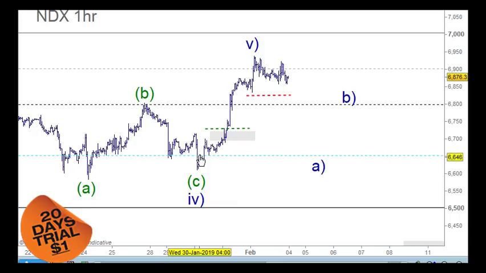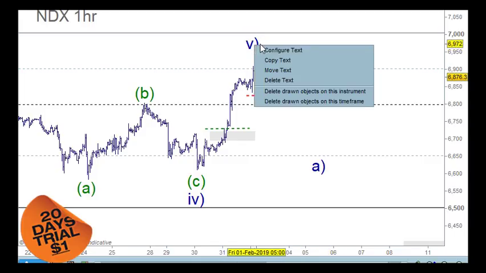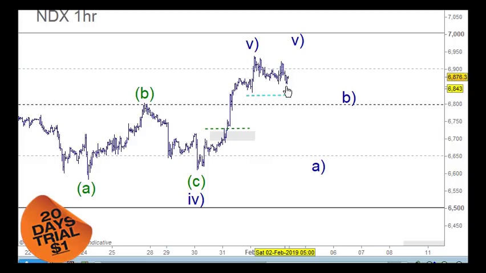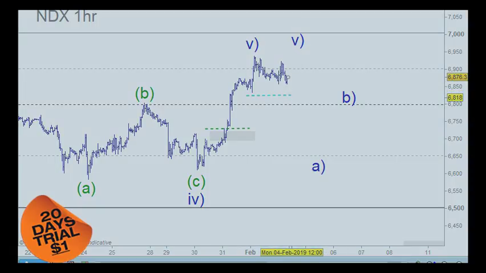I'm not sure whether to count that as 1 and 2 here, then 1 and 2 here, and then 3 and 4, and having 5 here, or this 4 and 5. So I'm not quite sure about this here, but we need to keep that stop tight within that space there.